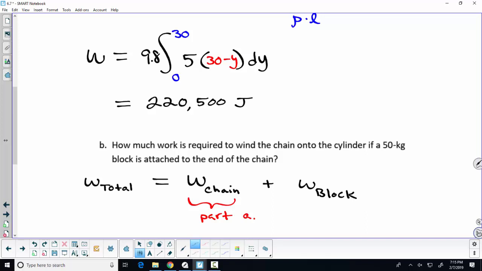Did anybody get something different? I got 22,000. I got 20,050. So we're basically saying we're off by a magnitude of 10. What did I do? Well, let's see. It is 20,050.